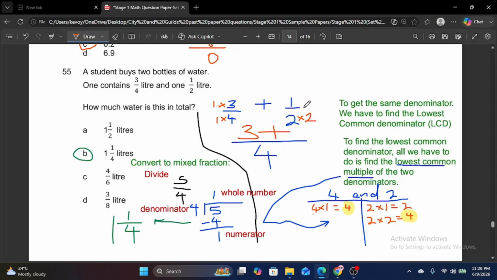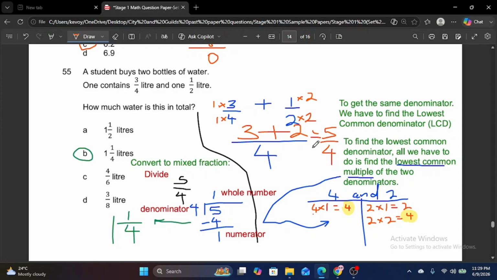Anything you multiply at the bottom, you have to multiply the top by the same number. So that's 1 times 2, which is 2. Now that we have our fractions written with the same denominator, we can add our numerators. So 3 plus 2 is equal to 5. So 5 over 4 is what our two fractions are equal to.